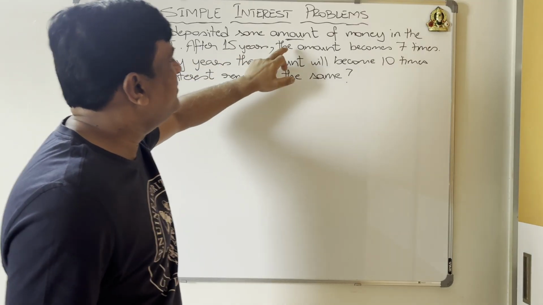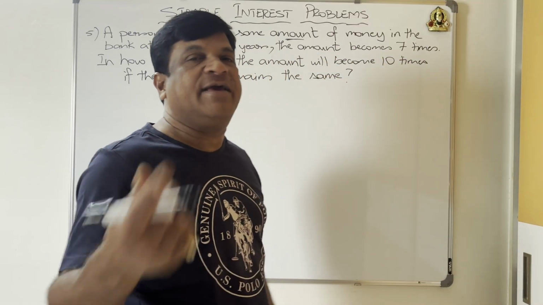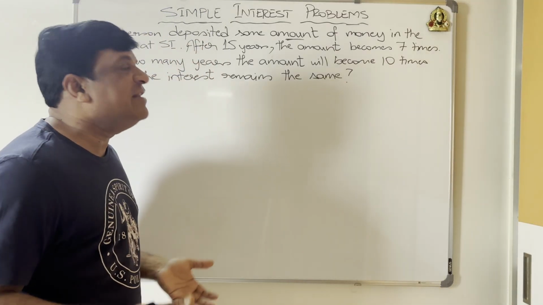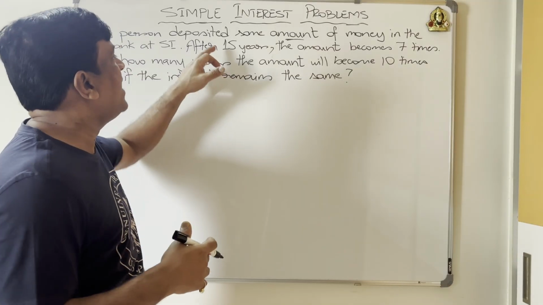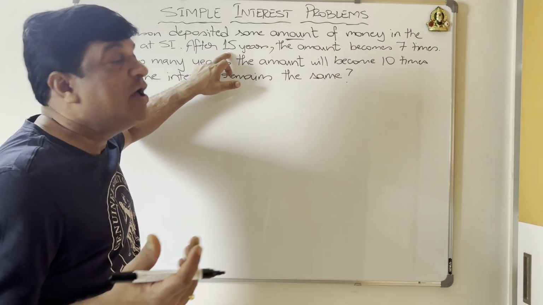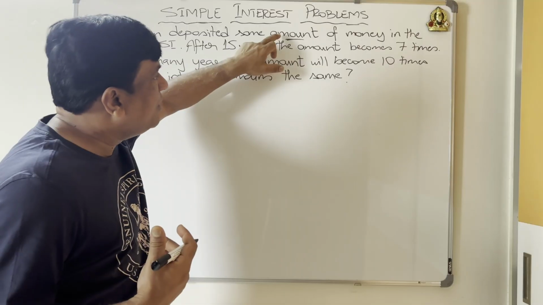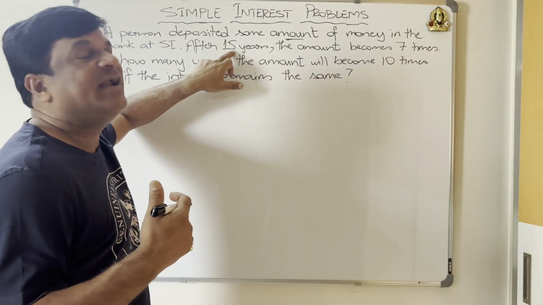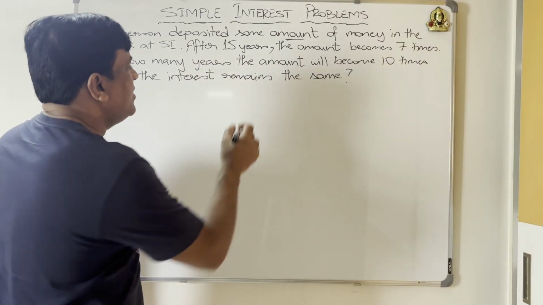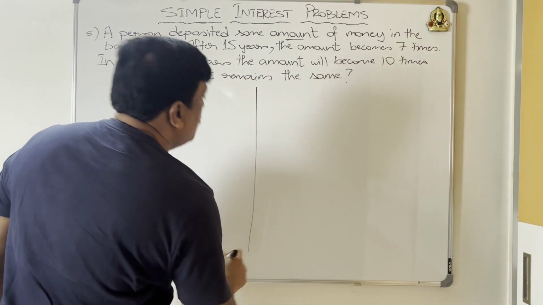After 15 years, the amount becomes 7 times. What do you get when the bank gives you money back after 15 years? What do they give you? They give you the amount. You deposit a principal in the bank and they give you the amount at the end of that tenure of 15 years. So again, it has 2 parts clearly.